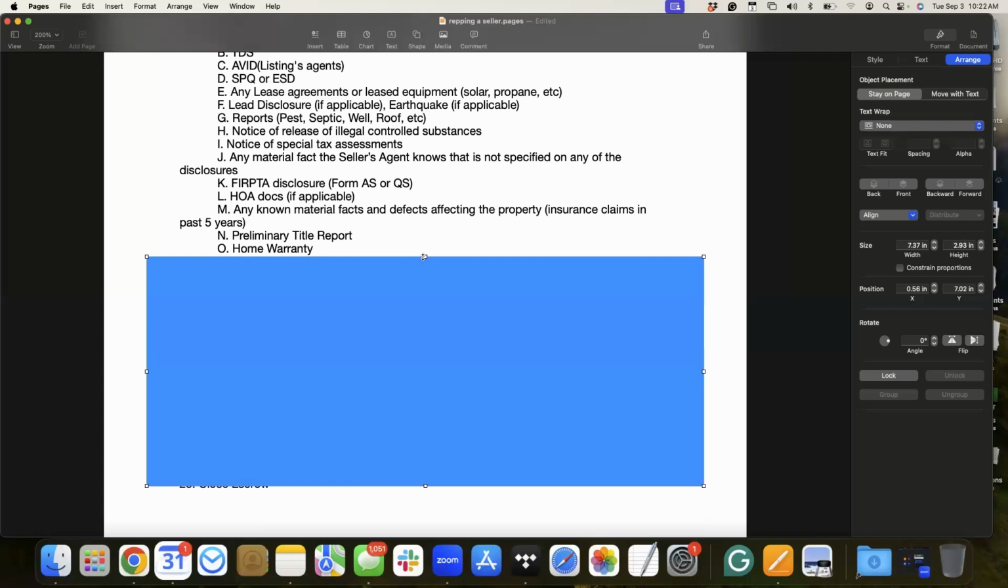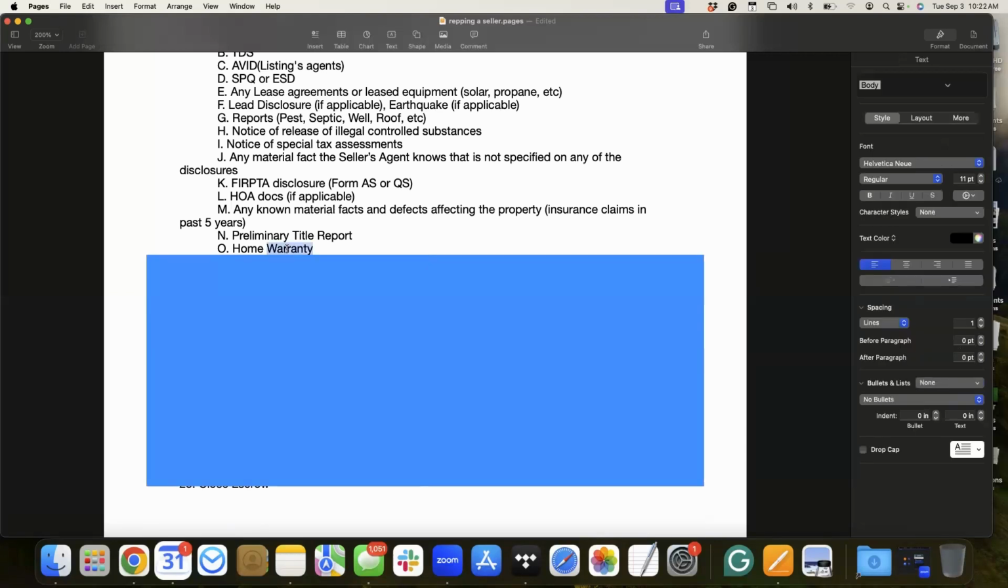Home warranty, you want to order the home warranty, or not order the home warranty in this case. That probably shouldn't really even be on here. I'm going to take this off because this is not a seller side. This is a buyer side.